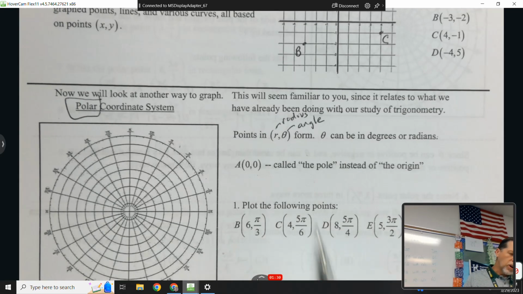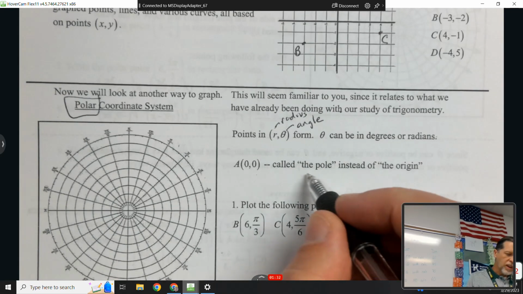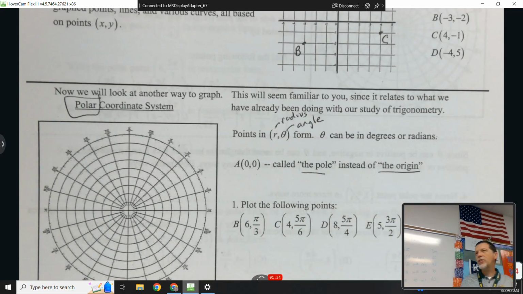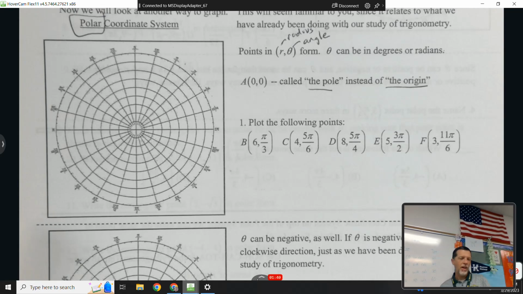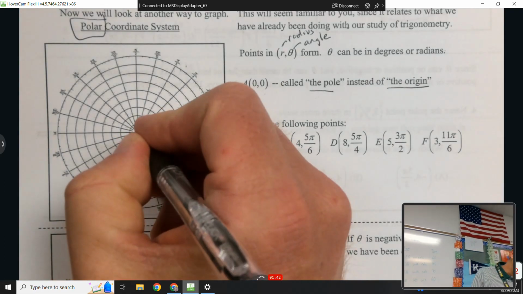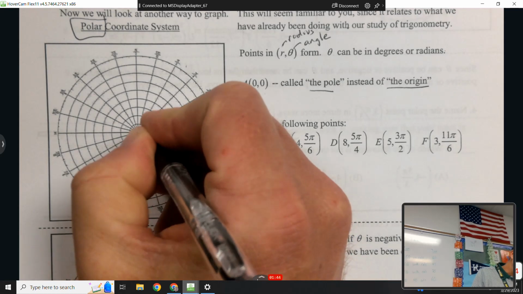Zero, zero is called the pole instead of the origin. So those aren't exactly interchangeable. People would know exactly what you meant if you said the origin when you really meant the pole, because it's the point at the middle of the graph. We just call it the pole for polar graphs. So there's point A.